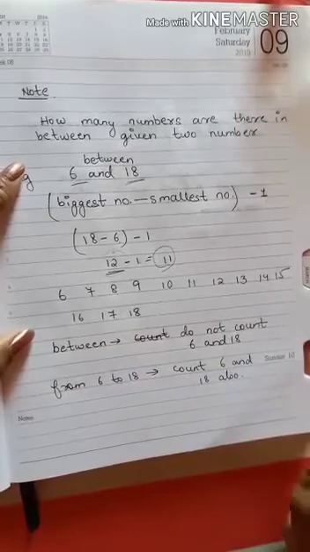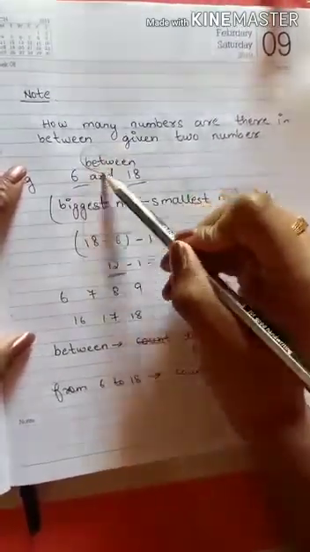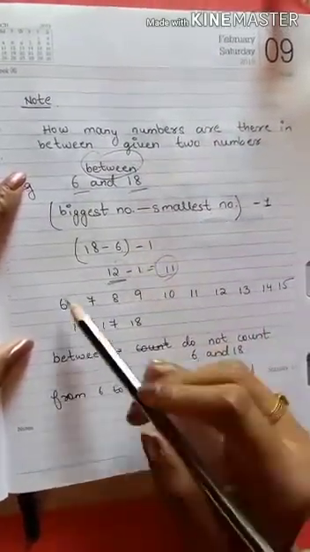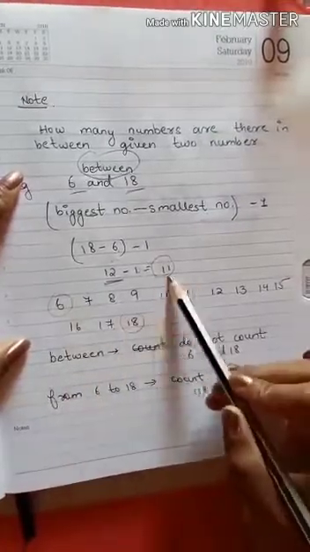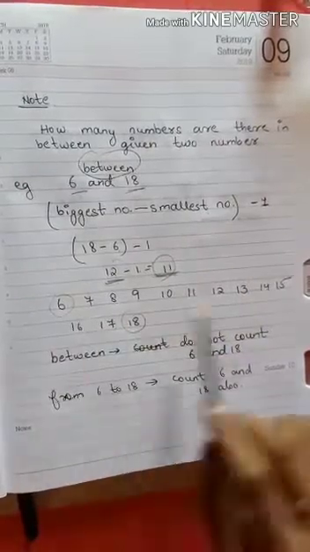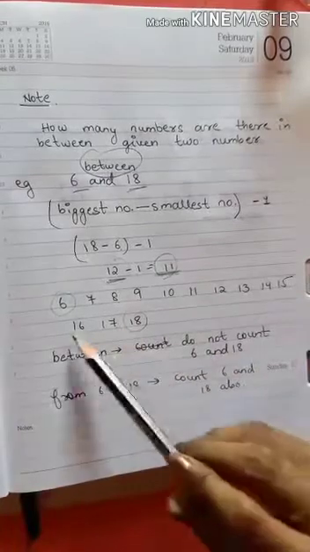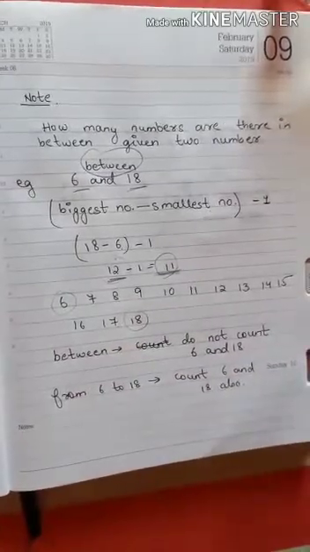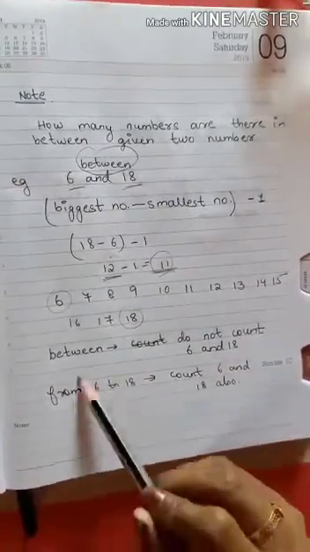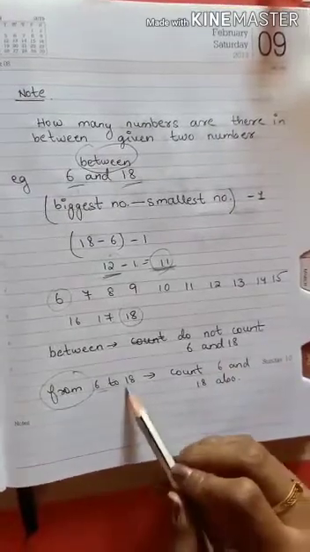Children, you have to keep this in mind that when the question is how many numbers are there between given two numbers, when it is using the word between, then you don't have to count 6 and 18 here. We are getting the answer 11 here. That means I have excluded 6 and 18 and then I have got 11 numbers. Now if the question is saying how many numbers are there from 6 to 18, then in this case you have to count 6 and 18 also.